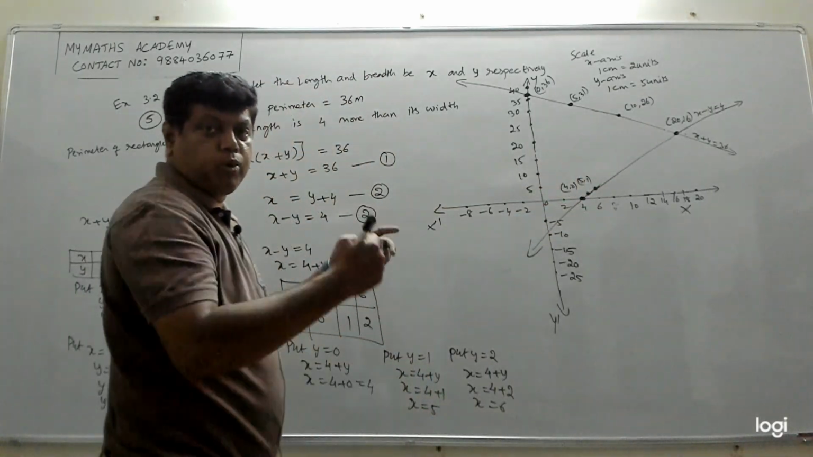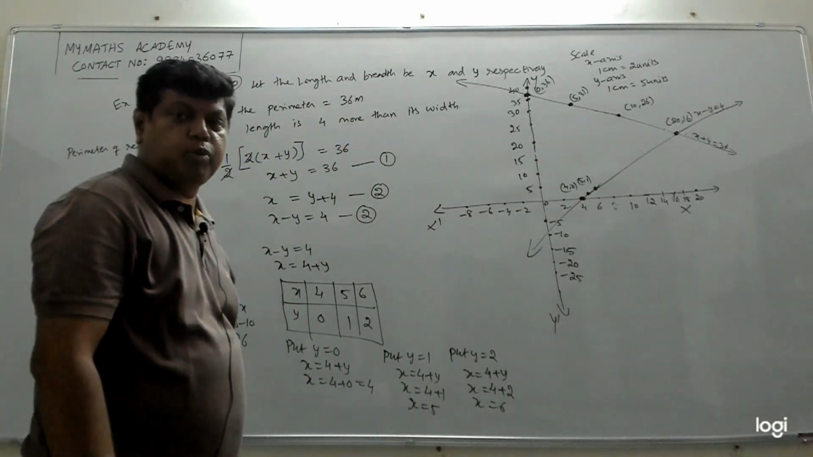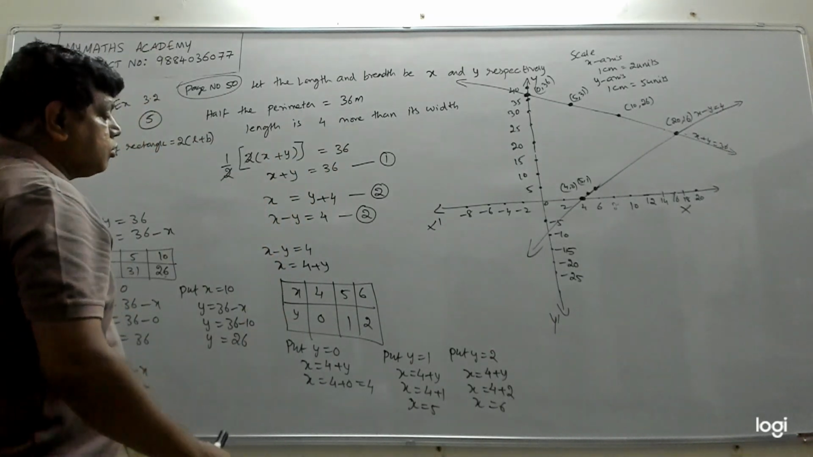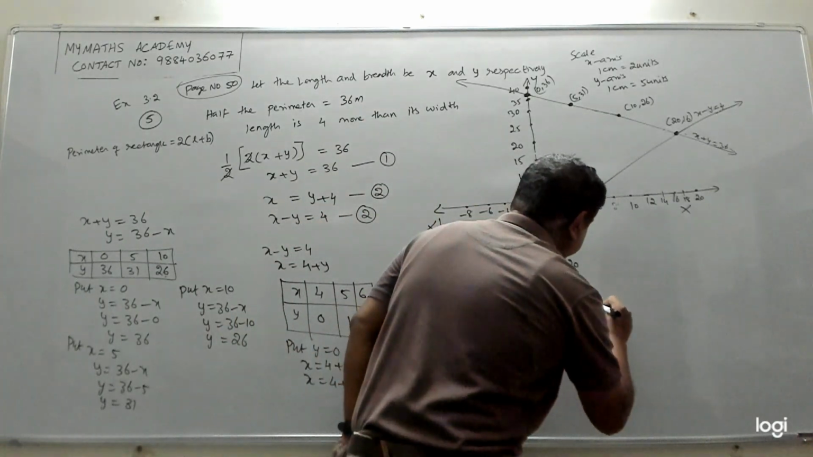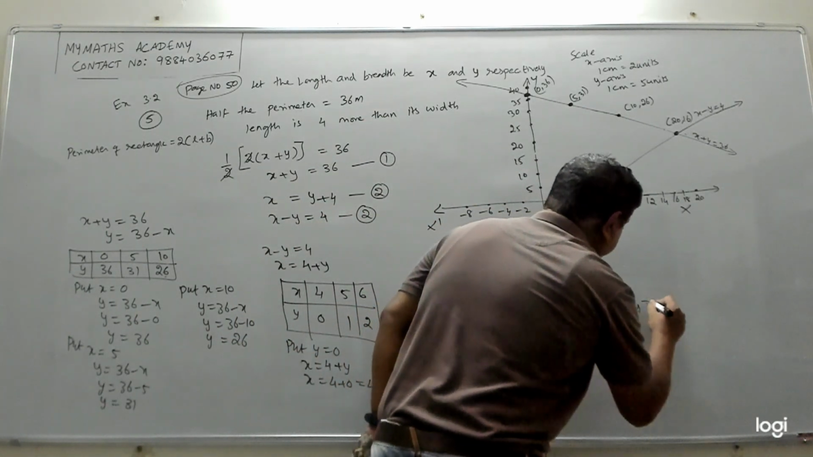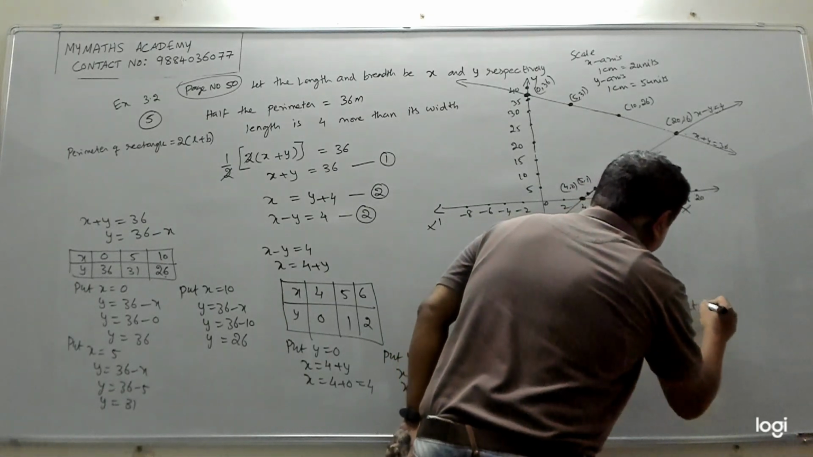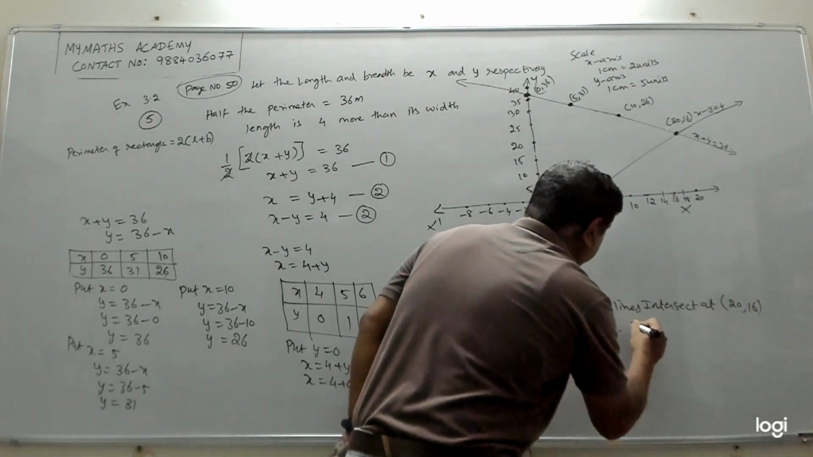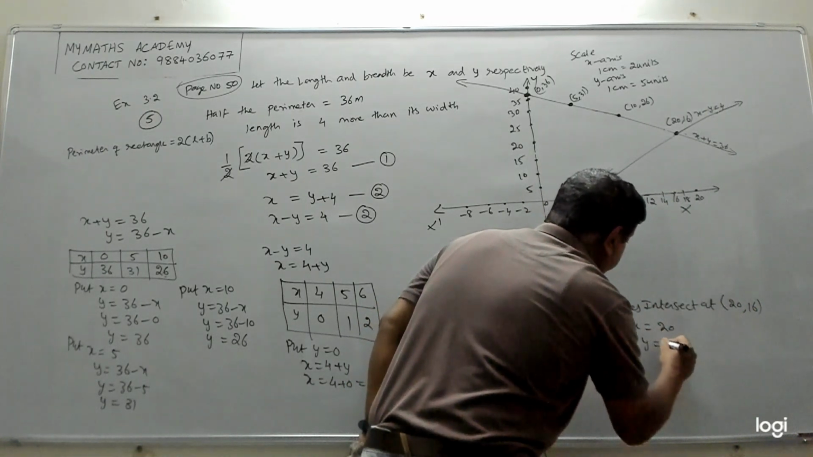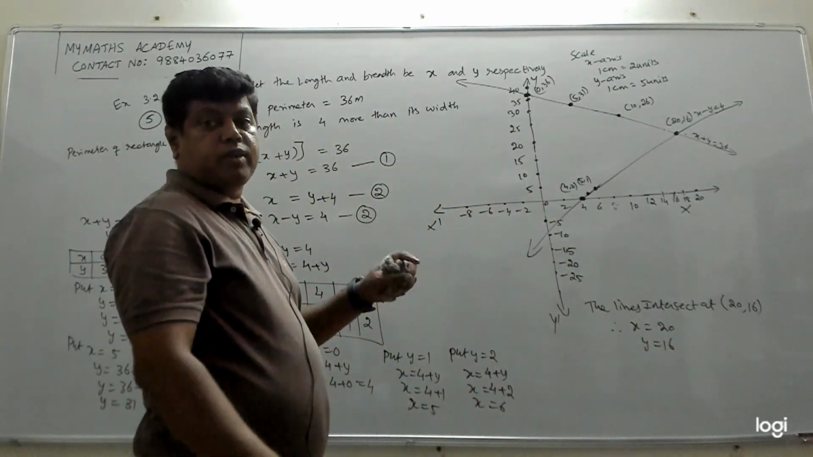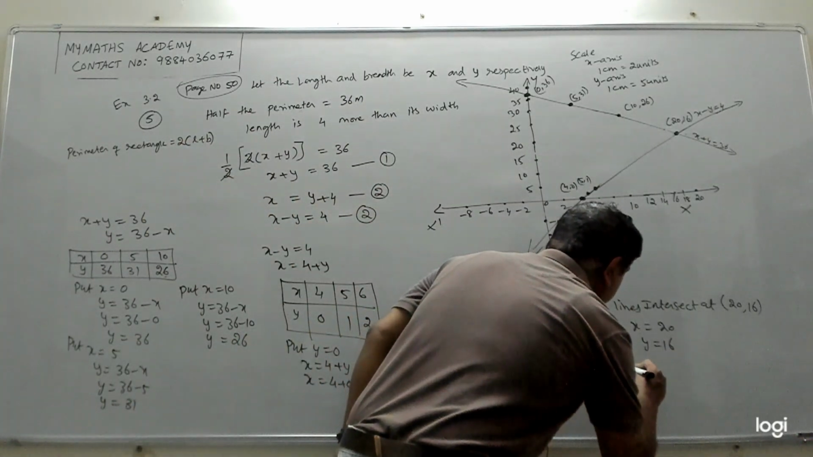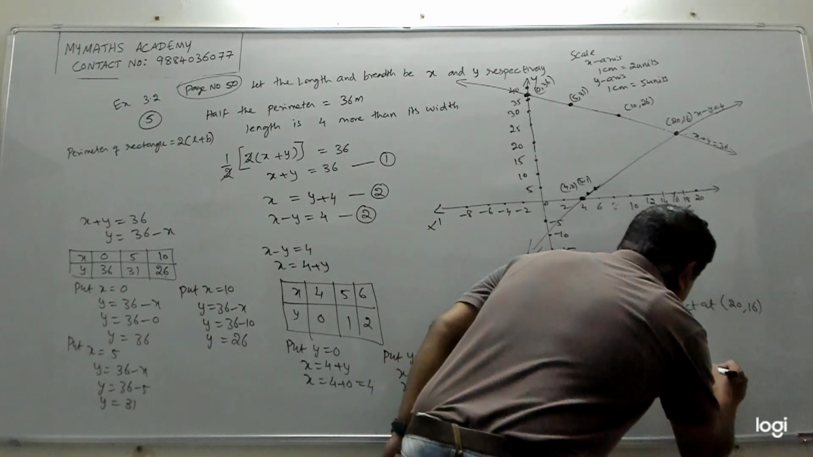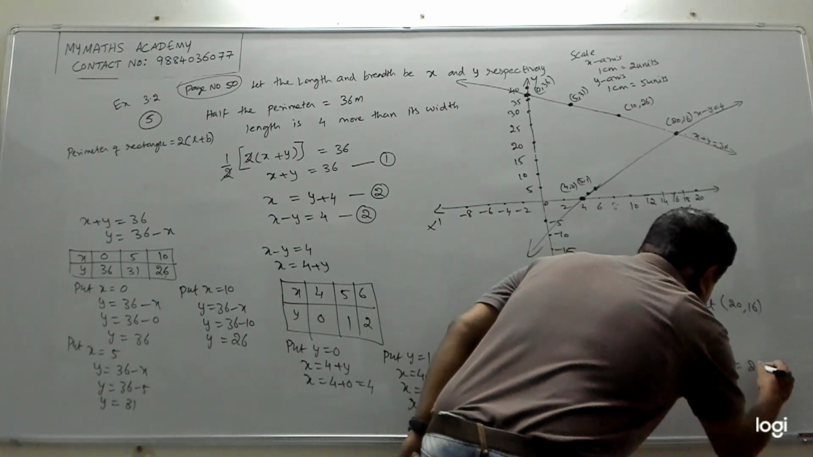This is the point where both the lines intersect. So the solution is 20 comma 16. So we'll say the lines intersect at the point 20 comma 16. Therefore x is equal to 20, y is equal to 16 is the solution. But what is x? x is the length. So the length of the rectangular garden is equal to 20 meter.